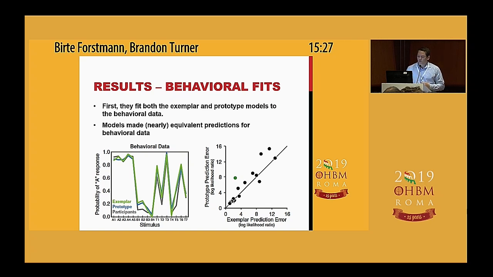What they did here is use a very simple categorization experiment, and they fit both an exemplar and a prototype model to their behavioral data. What they found is that these models, once optimized with respect to certain parameters, made equivalent predictions for behavioral data. You could not distinguish them meaningfully from just behavior. There was only one subject for which you could actually do that, the green dot there. So they looked a little deeper.